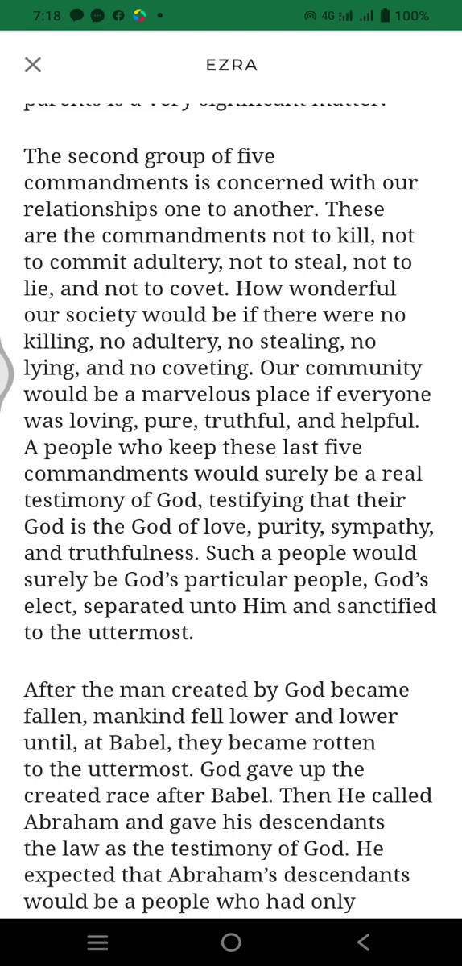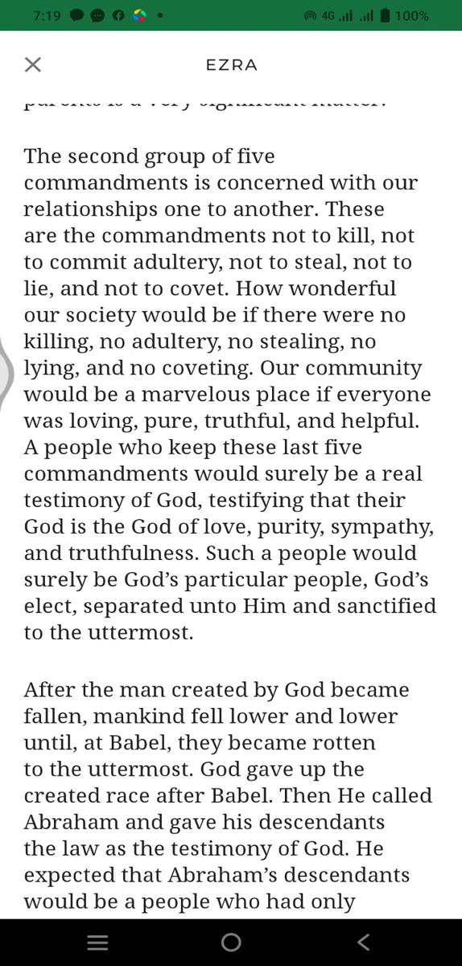The second group of 5 commandments is concerned with our relationships with one another. These are the commandments not to kill, not to commit adultery, not to steal, not to lie, and not to covet. How wonderful our society would be if there were no killing, no adultery, no stealing, no lying, and no coveting. Our community would be a marvelous place if everyone was loving, pure, truthful, and helpful.